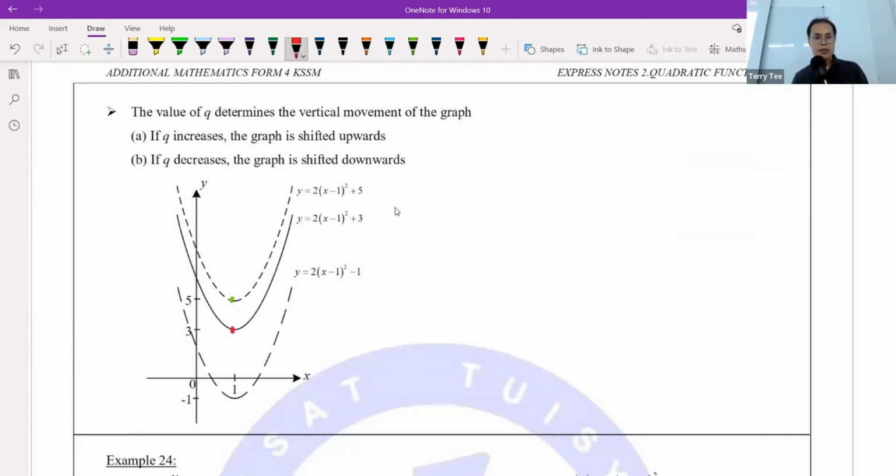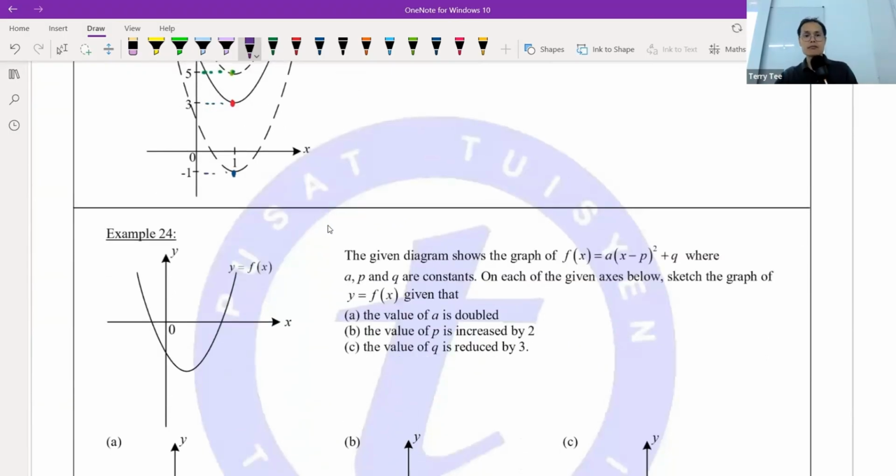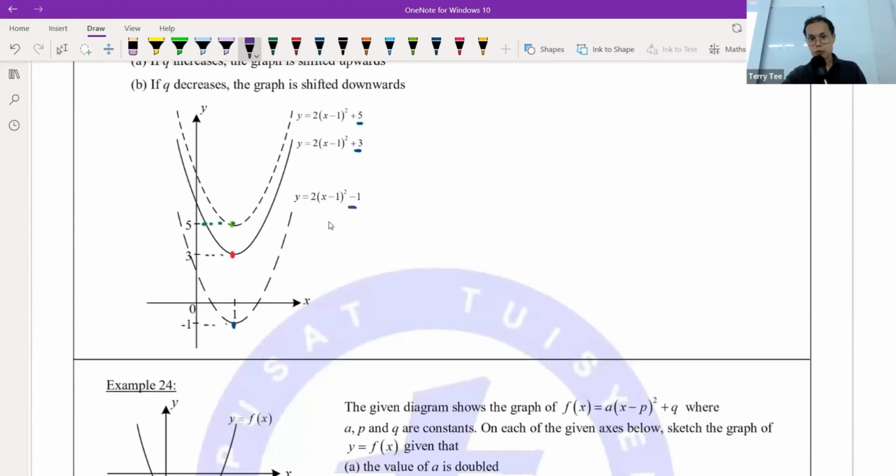So you can see the 3 points here. Originally, this is +3, meaning your vertex is at 3. The moment you change to +5, this becomes 5 here. And if you change to -1, it's shifted down to -1 here. All these are in the new KSSM syllabus. KBSM doesn't have all these, right? We can just refer to the book here.